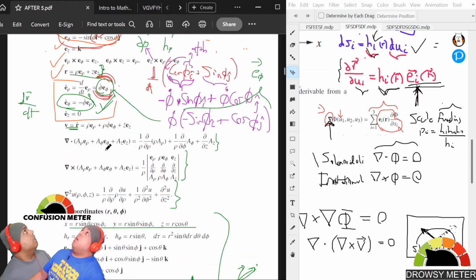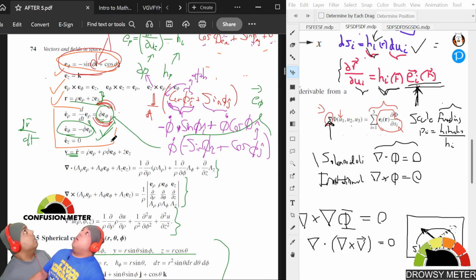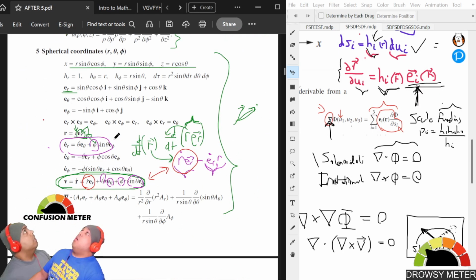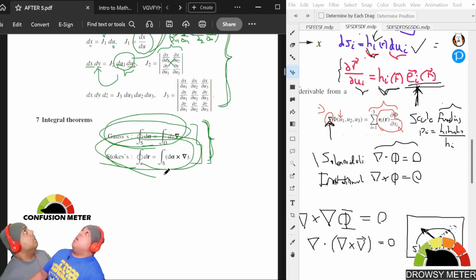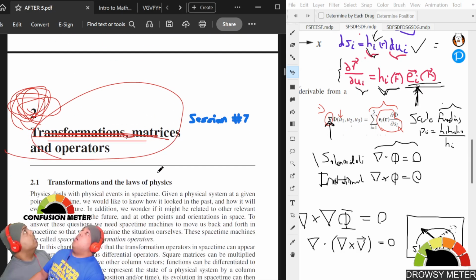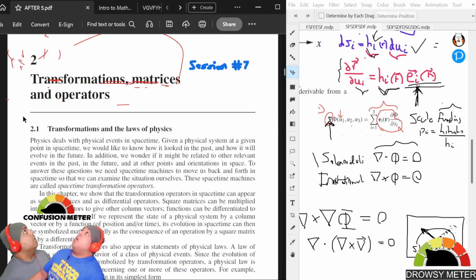Spherical. I did a bit of cylindrical, off camera, off stream. Jacobians, integral theorems. Okay. Normally I don't really erase stuff, but I don't like how this looks. Good enough, I guess. We will stay on green.